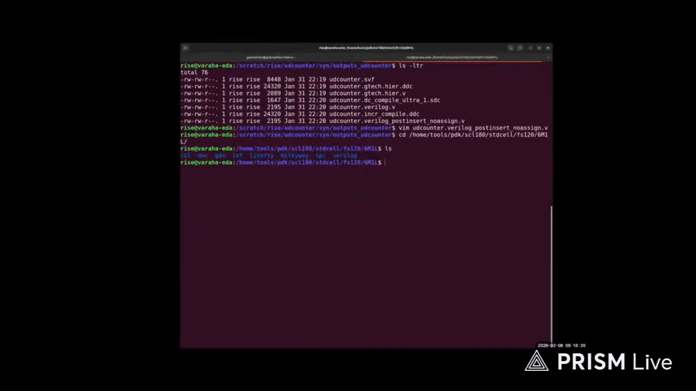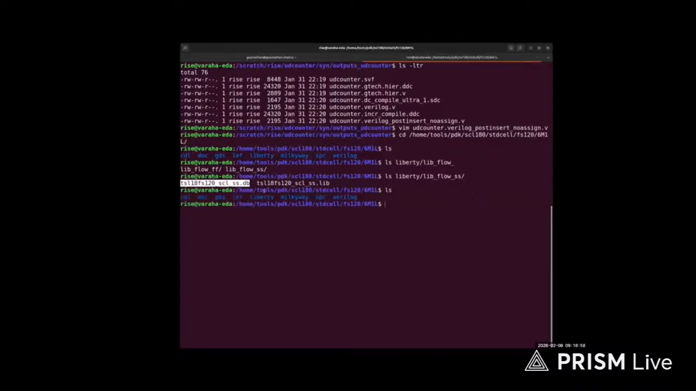See, this is the SCL 180 nanometer PDK. In that, your dot libs are available in the Liberty directory. Inside Liberty, if you have the libflow slow corner, you have the dot libs available. Got it? Now, if you want to see what other files are provided by the PDK other than .lib, you could see so many directories: CDL, doc, GDS, lef, Liberty is what we see, Milky Way, SPC, Verilog.